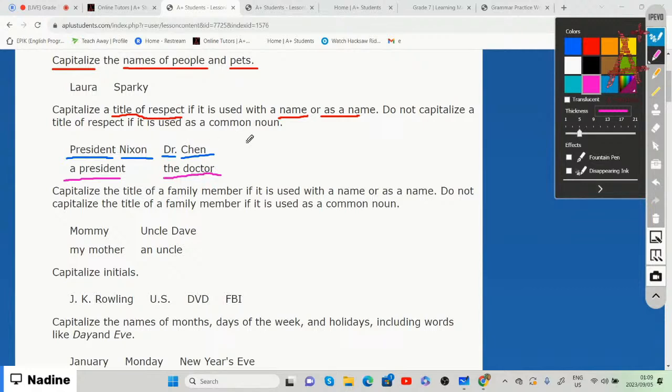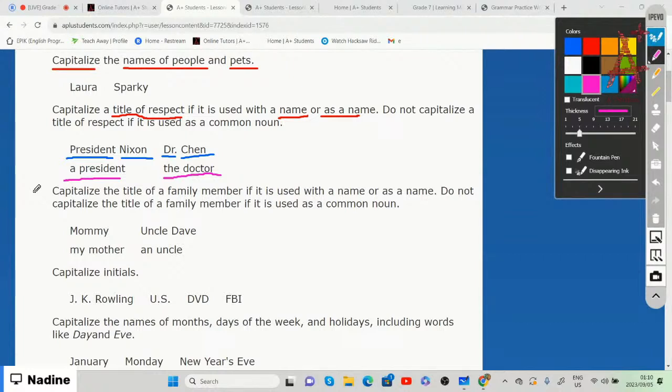But as soon as you specify which doctor, then we write it with a capital letter. So we capitalize that title of respect, which is doctor, as well as its name. All right.